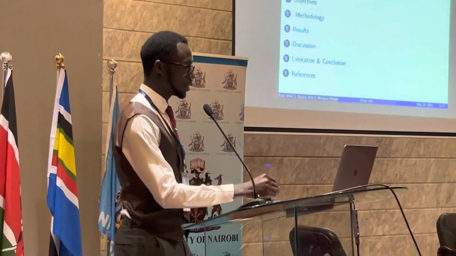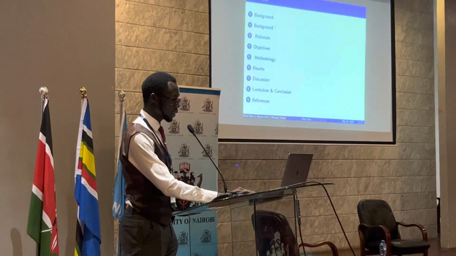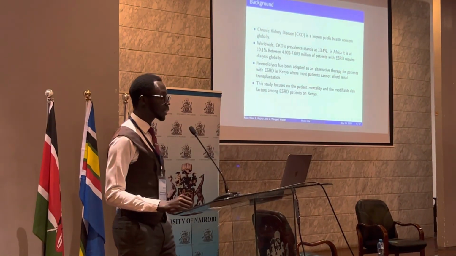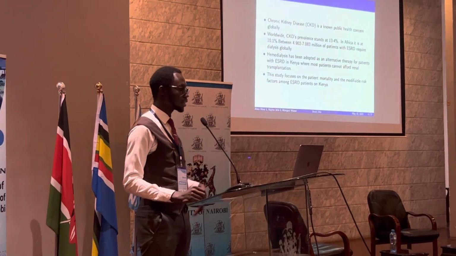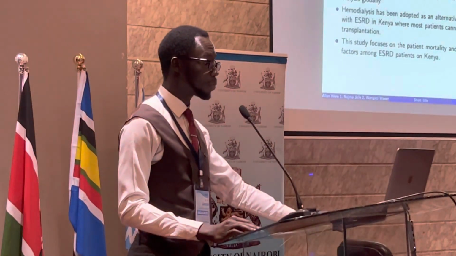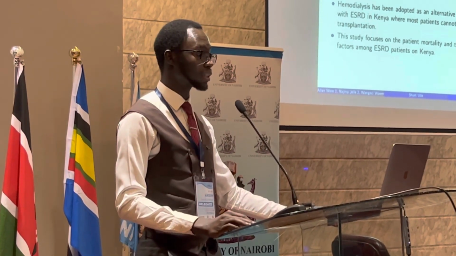So overview, that's everything that we'll be going through in the next 6 minutes. So background, chronic kidney disease is a known public health concern globally. And we have a prevalence on the global stage at 13.4%, while Africa stands at 10.1%, where we estimated 4.9 to 7.08 million patients with ESRD require dialysis globally.